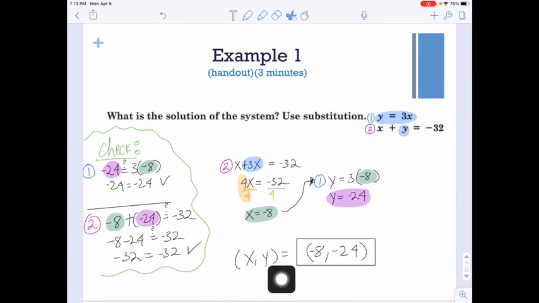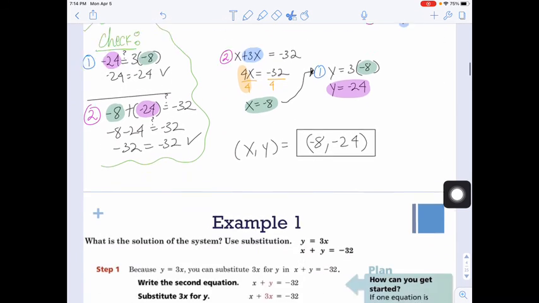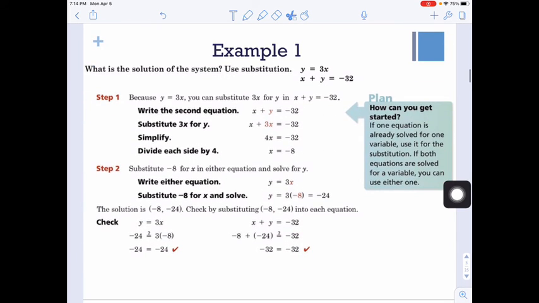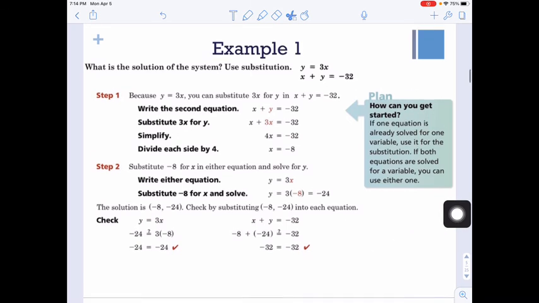In order for this to be our solution, it must work for both equation 1 and 2. So for equation 2, we had x plus y equals negative 32. This becomes negative 8 plus negative 24 should equal negative 32. Negative 8 plus negative 24 is the same as saying negative 8 minus 24, which is negative 32. Since negative 32 equals negative 32, this also checks out, and now we know that (negative 8, negative 24) is the correct answer. The work for this problem is written out on the next slide, including a check.